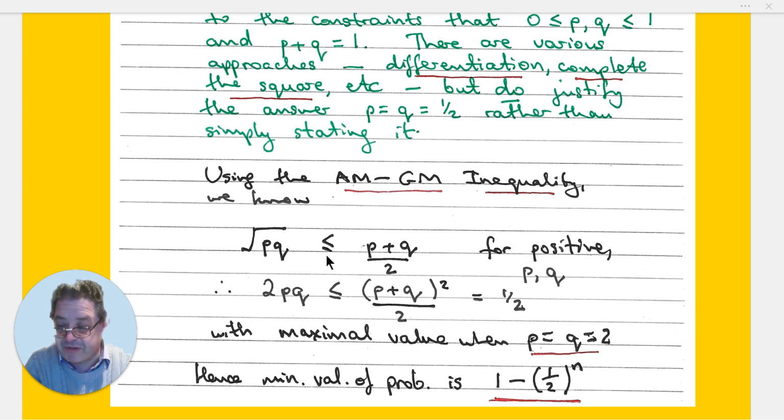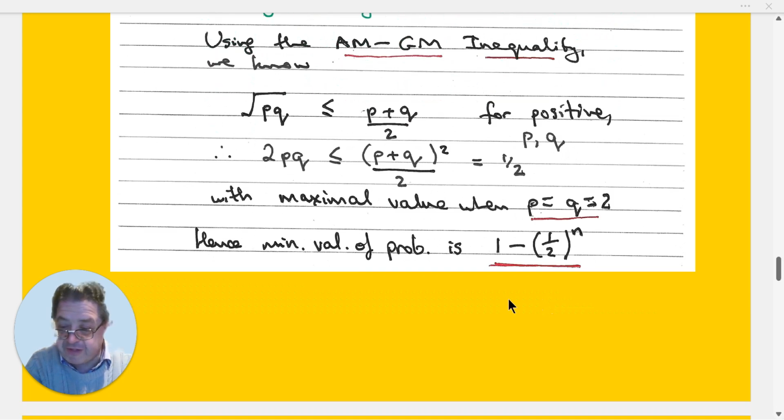So squaring and multiplying by 2, 2pq will be less than or equal to (p plus q) squared over 2. And in this case, p plus q equals 1, so that's a half. So we have the maximum value of a half when p equals q equals a half. So the minimum value of the probability is 1 take (a half) to the n.